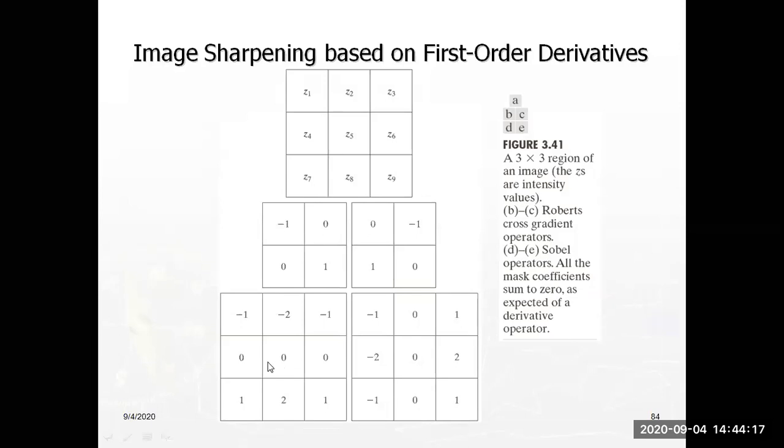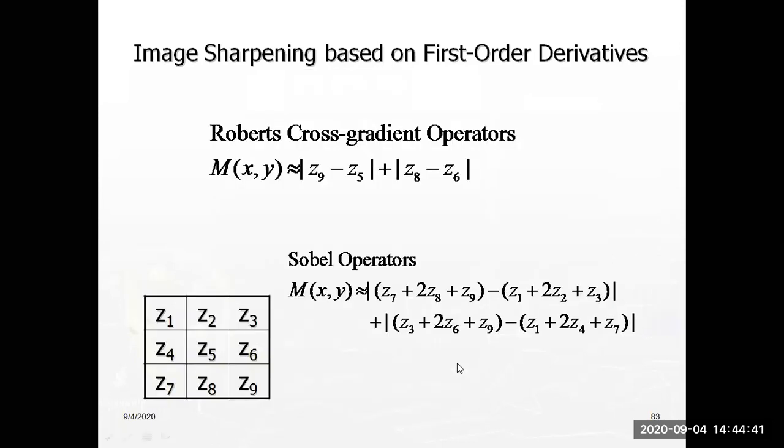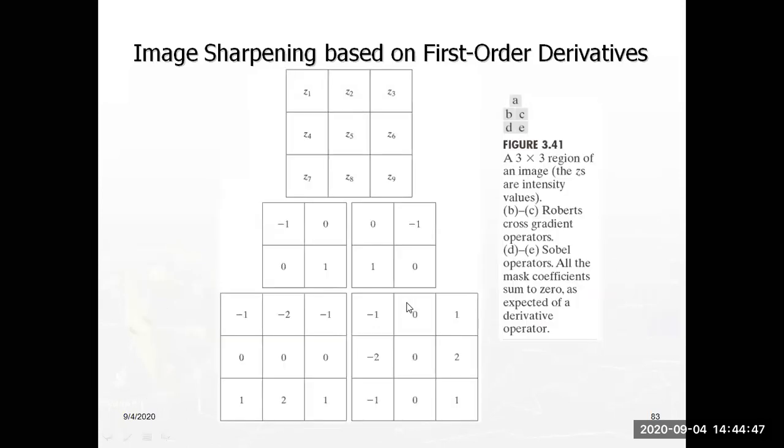The Sobel operator, one horizontally: the center row is all zeros and the other rows are -1, -2, -1 and 1, 2, 1. The second one is vertical: the center column is all zeros and the rest are -1, -2, -1. That means it is the transpose. The transpose of the first one is called the other Sobel operator. So based on the Roberts cross gradient operators and Sobel operators, using the expressions, we can form the masks.